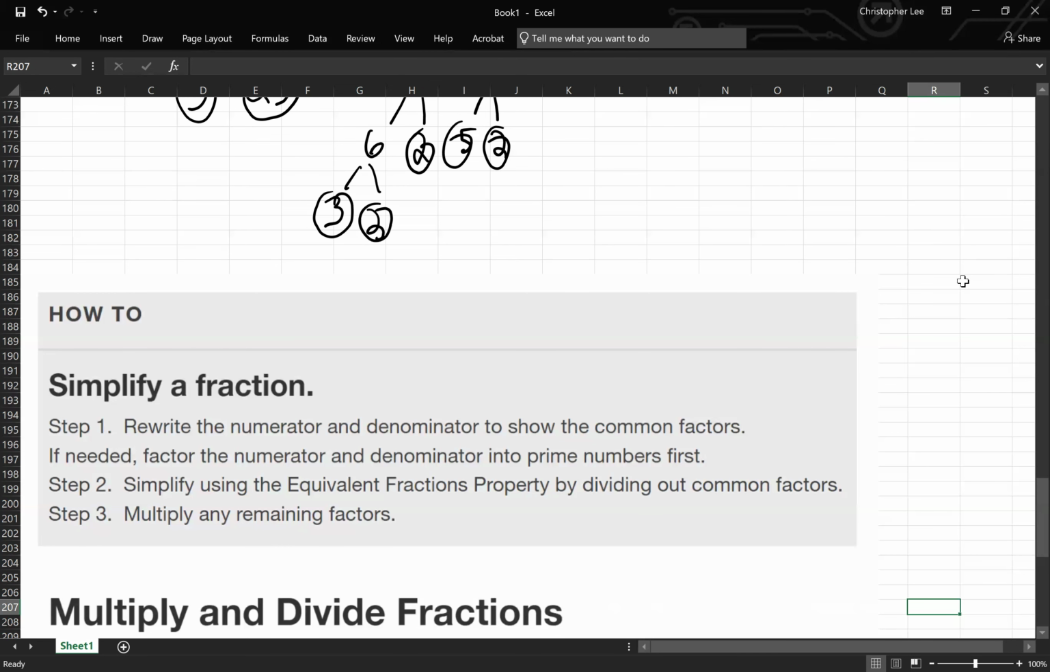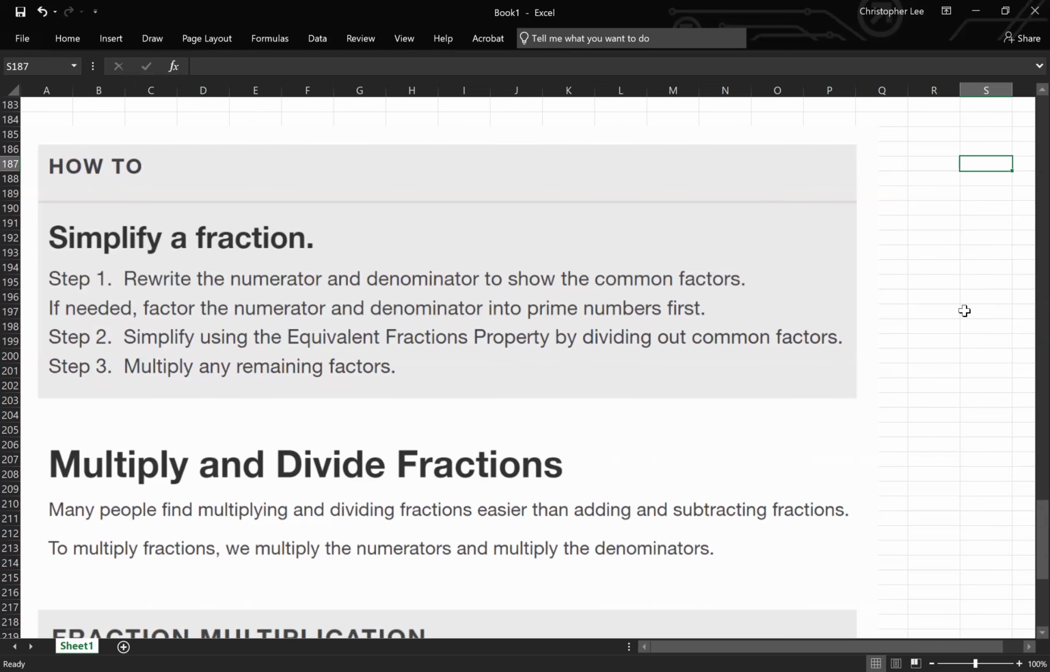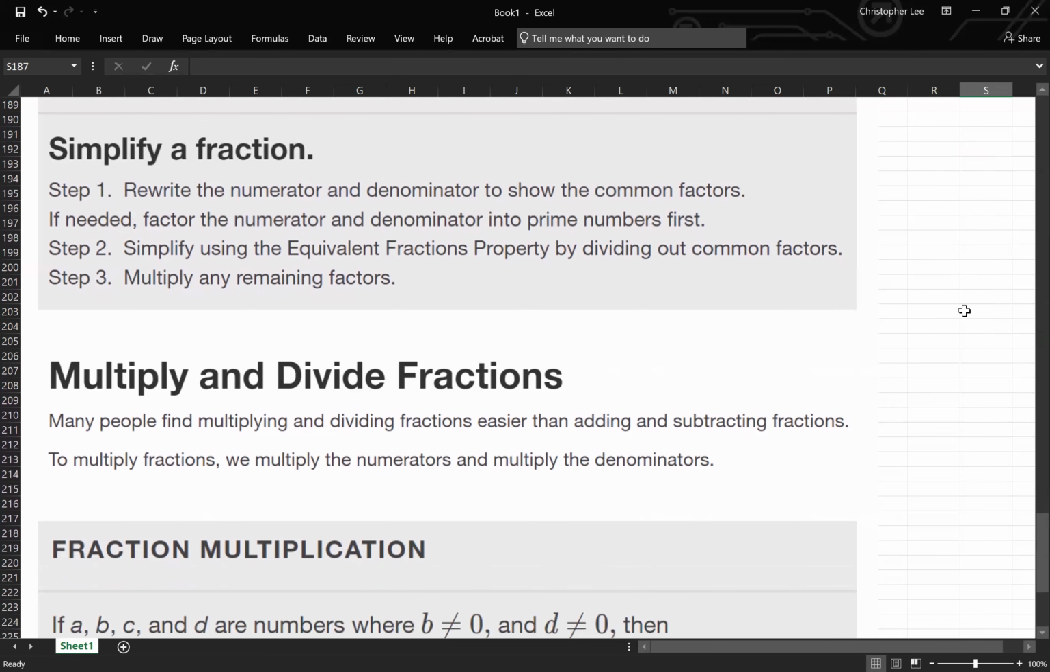All right, so if we're good, let's jump into our next task, multiplying and dividing fractions. All right. So many people find multiplying and dividing fractions easier than adding and subtracting fractions. So to multiply fractions, we simply just multiply the numerators and multiply the denominators. That's it, straight across. All right. Let me show y'all what I mean.